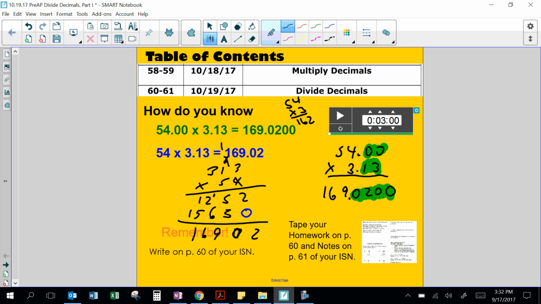But let's look at, let me get my highlighter. How many places are behind a decimal point? Two places. Hence, in my product, there should be two places behind a decimal point. This is in the hundredths place, while this is in the hundredths place. So it goes right here. Is this product close to my estimated answer of 162? It is.